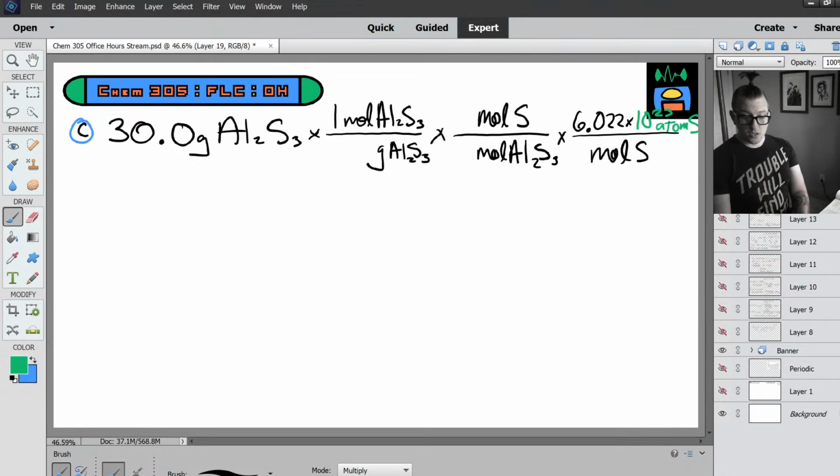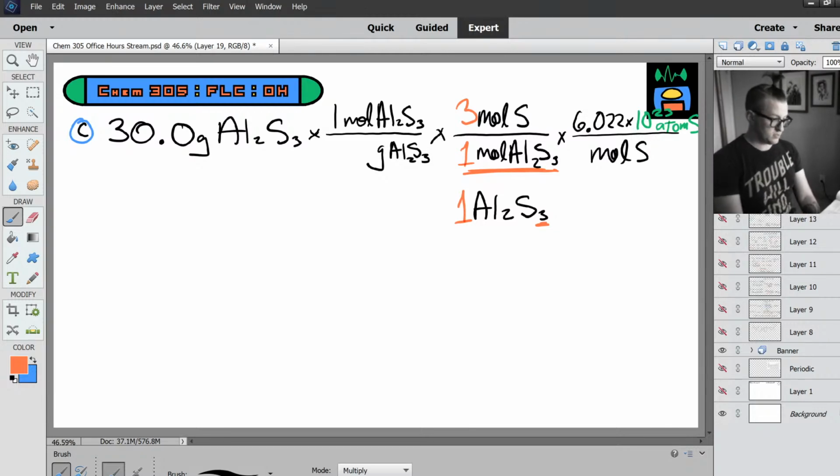All right, now, for the unit conversion between moles of sulfur and moles of aluminum sulfide, you look to the chemical equation. 1 mole of aluminum sulfide will contain 3 moles of sulfur atoms. So we put a 1 in the denominator, a 3 in the numerator. Gotcha. Yeah. And you get that, Brianna, straight out of the molecular formula.